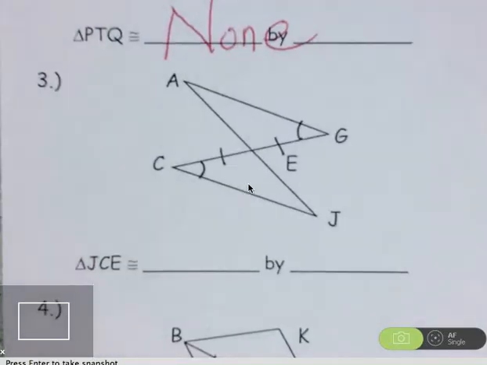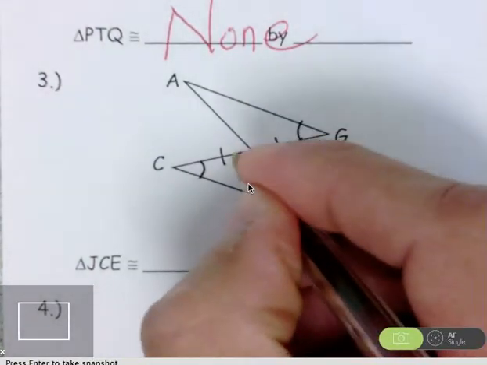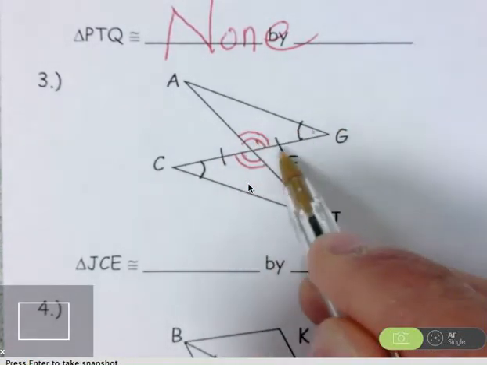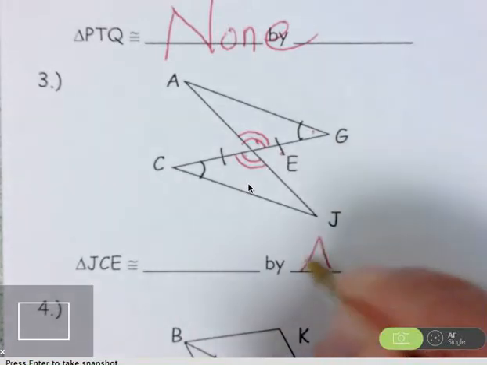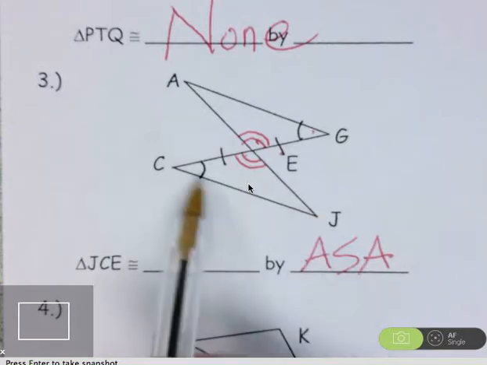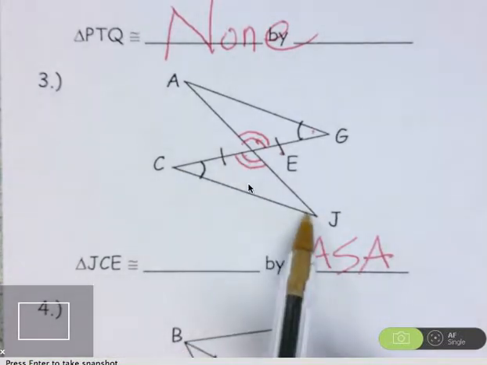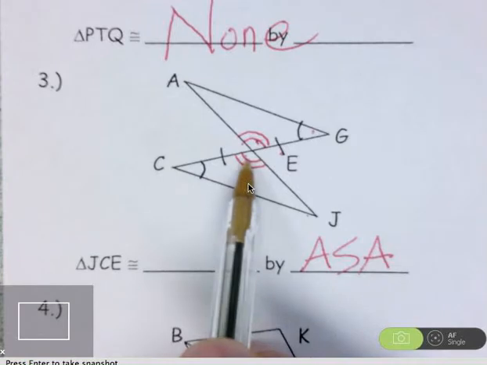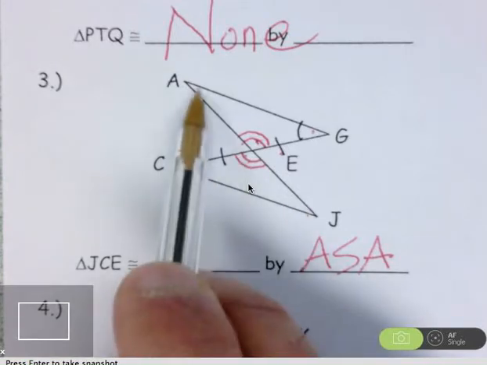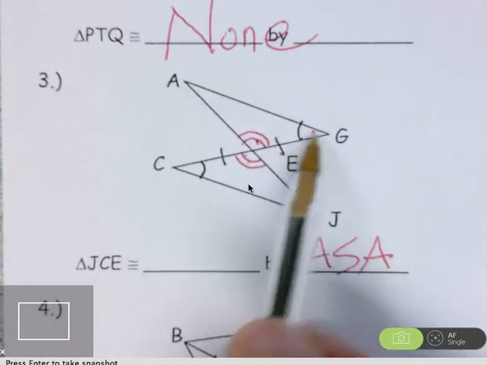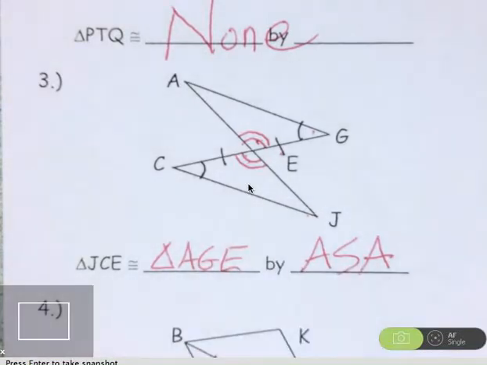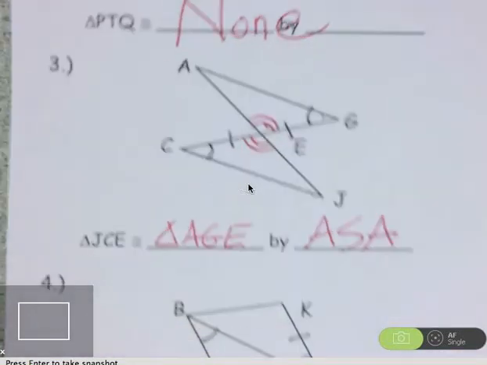Question number 3, this doesn't happen because notice if you mark the vertical angles, now you have 2 angles marked in each triangle and the side in between them is marked. This is angle, side, angle. So JCE, if I trace it, J has no marking, C has 1 arc, and E has 2. So I have to go no marking, 1 marking, 2 markings. None, 1, 2. AGE rather. Triangle AGE by angle, side, angle.